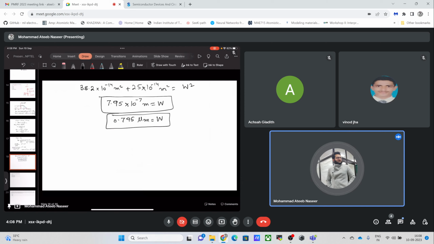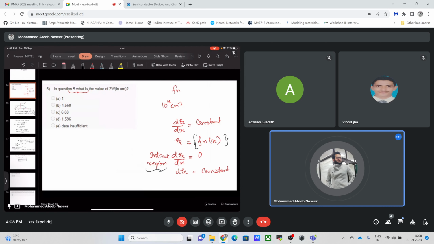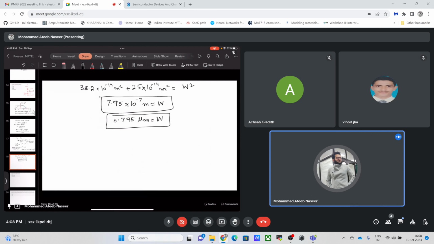So this is the value of W, but we were required to find the value of 2W in micrometer. So we have to multiply this thing with 2 times. 2W is simply equal to this thing. It is 15.9 micrometer.